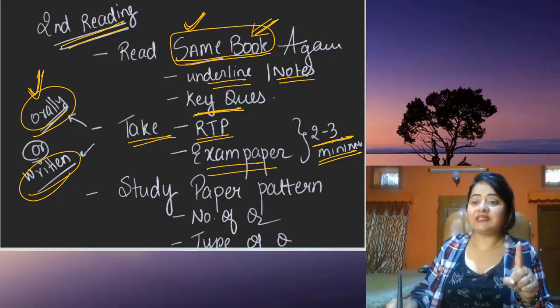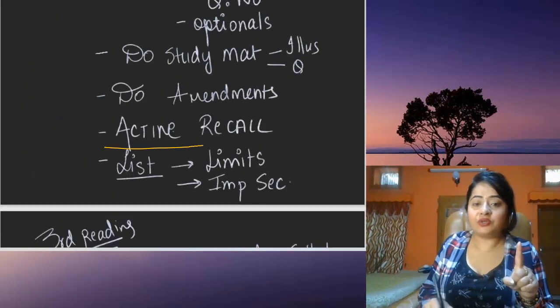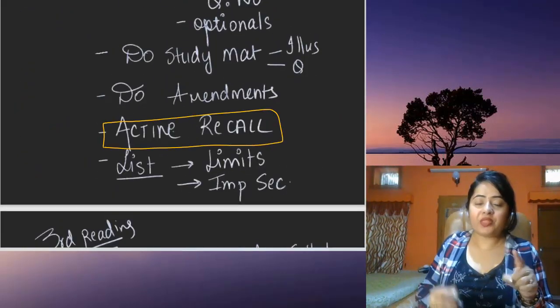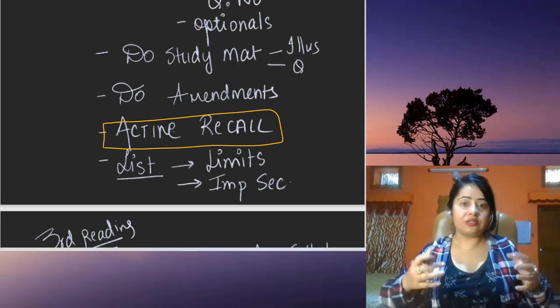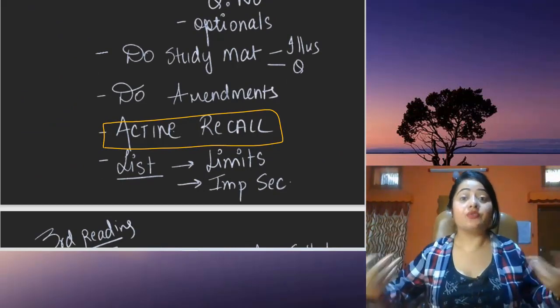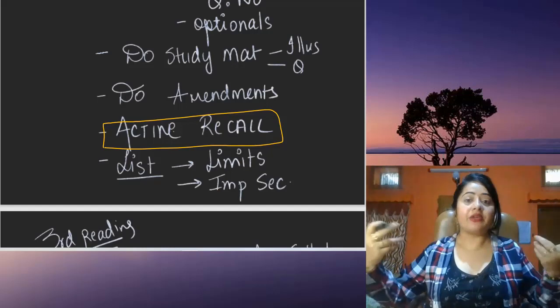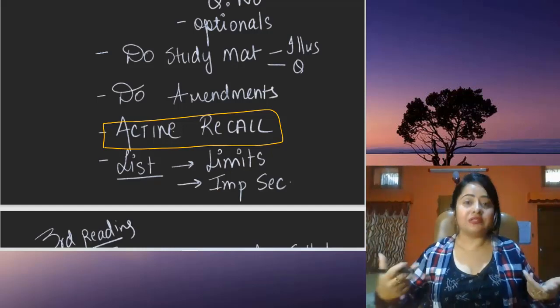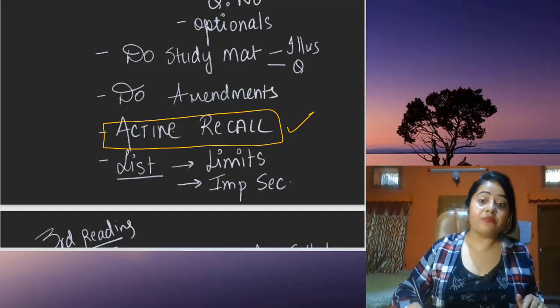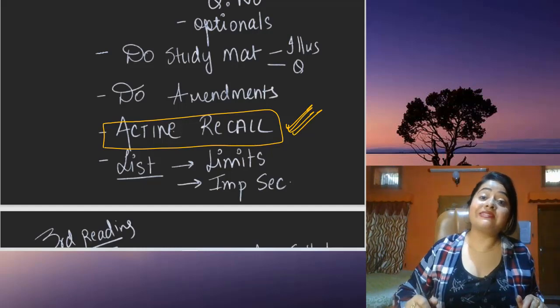And at the second reading stage, you have to do active recall. Here, you read the chapter or the section and then say it by yourself. Read it and say it by yourself. Actively recall the things. That way, you will remember these sections, these provisions, these limits properly.